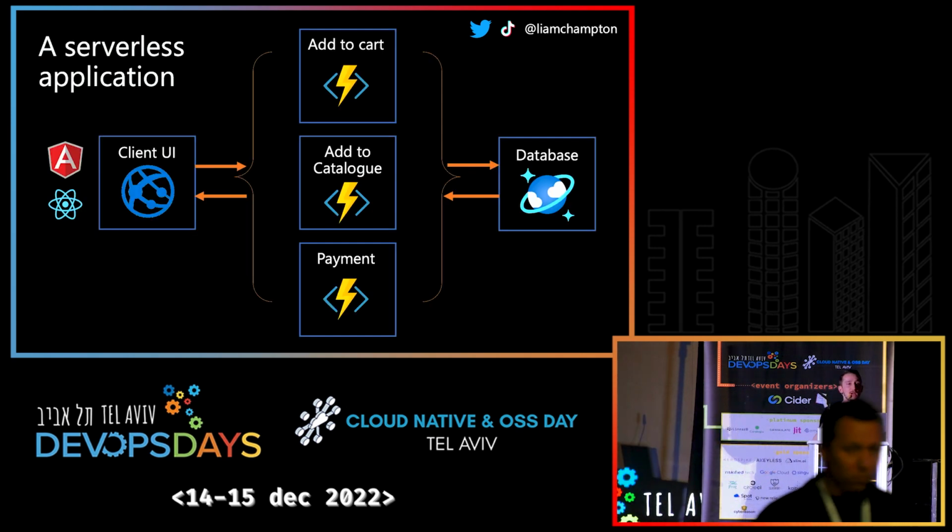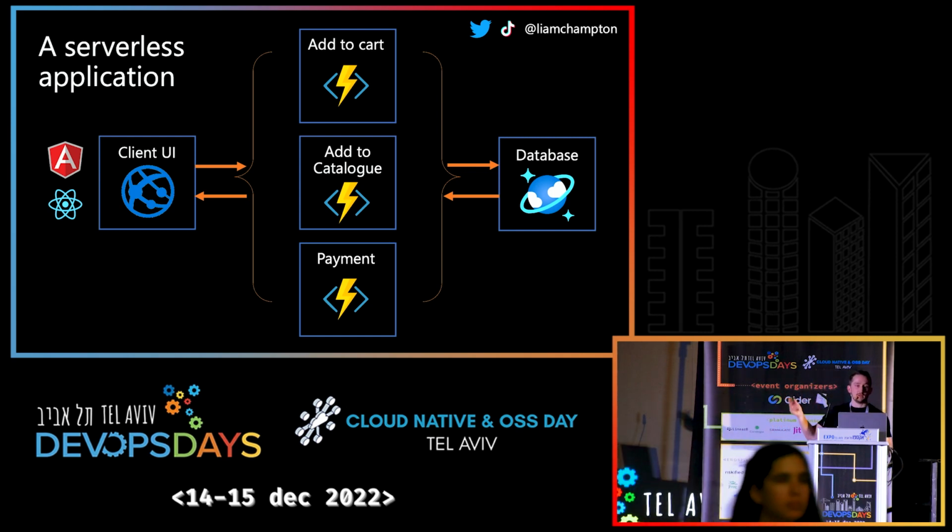Let's break it down a bit more. This is how I would create it. So a serverless application, written how we just were, client UI in app services, talks to a bunch of functions. Event driven, so whether it's adding something to a cart, adding something to a catalog or a payment service, it needs to scale elastically. Okay, and it's event driven. That will then talk to a service API of, let's say, Cosmos DB. Okay, it's a really simple example.